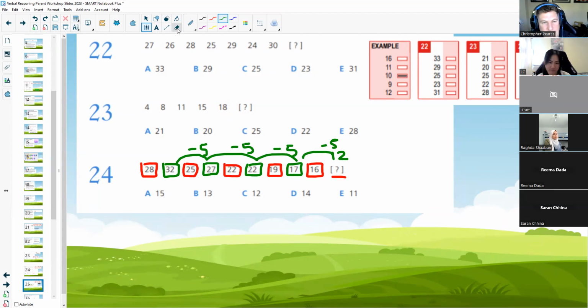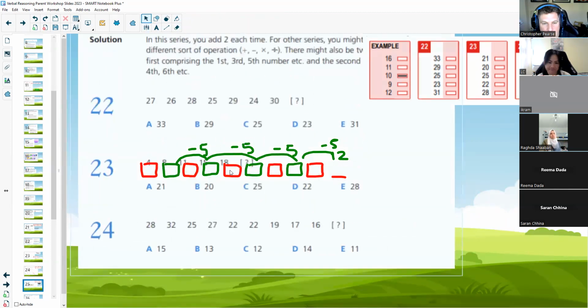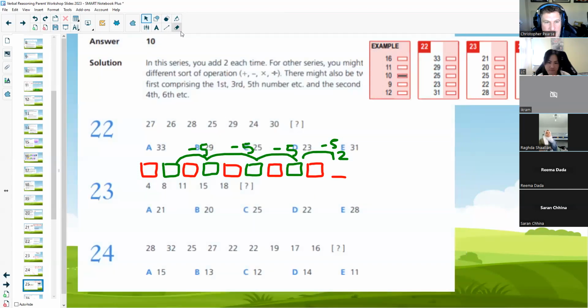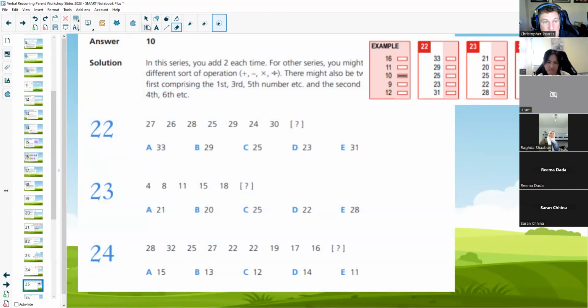The other thing which I think is important with questions like this, and sometimes children are quite nervous about doing this in the exam, but they are allowed to do it, is actually showing the difference between the numbers. So if we take number 23 here, we've got add 4, add 3, add 4, add 3. We need to add 4. Now, by writing those numbers down, I can clearly see what the pattern is. And just having that confidence to write things down on their page.